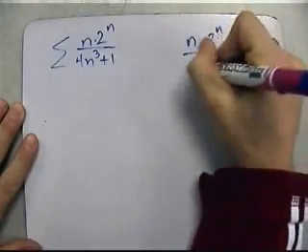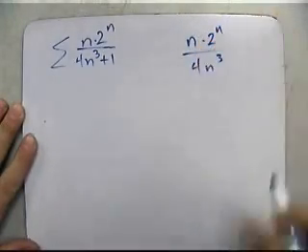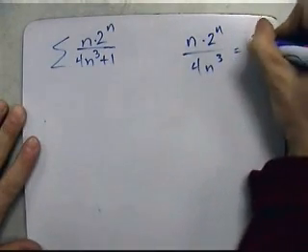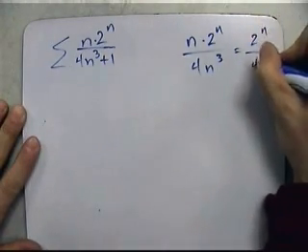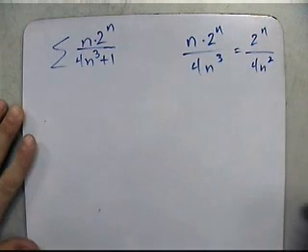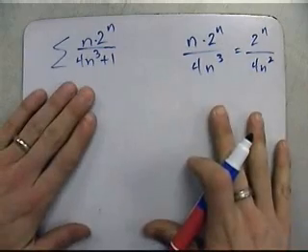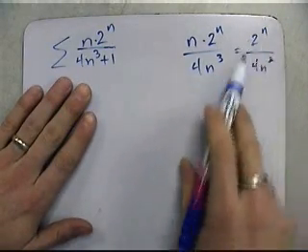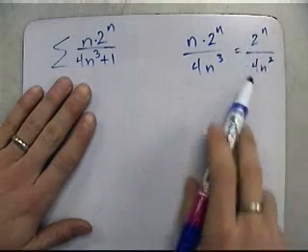N times 2 to the n over 4n to the third, right? Which we can actually reduce just a little bit. That would be 2 to the n, divided by 4n squared. Remember, we're comparing these two. We're not saying they're equal, we're comparing. Now, this one, I want to see if it converges or diverges.